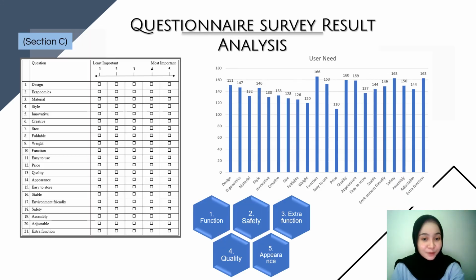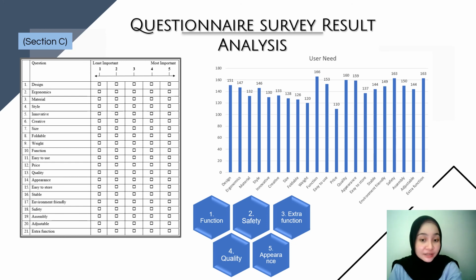In Section C, which is product requirement, the question is asked using the Likert scale method. Through this section, the respondents will rate the 21 factors such as design, ergonomics, material, size, innovative, creative, and so on. The rate is between 1 and 5 marks, depending on the importance of the factors. In this section, the finding of the questionnaire survey will be explained using the column chart that shows the percentage and the amount of the respondents through their rating.